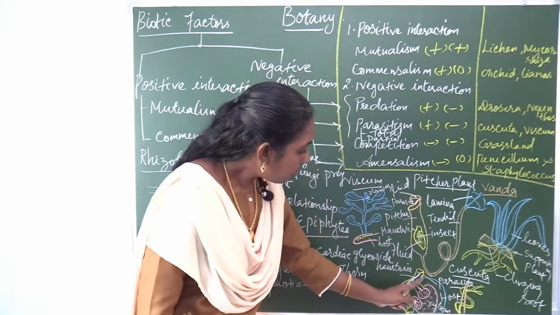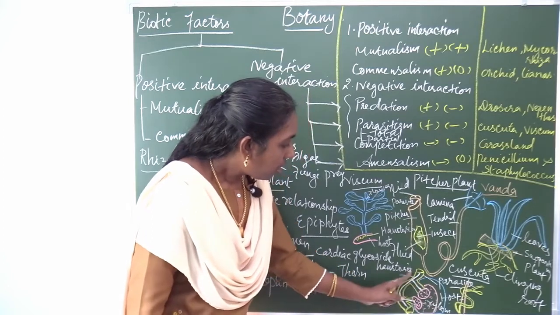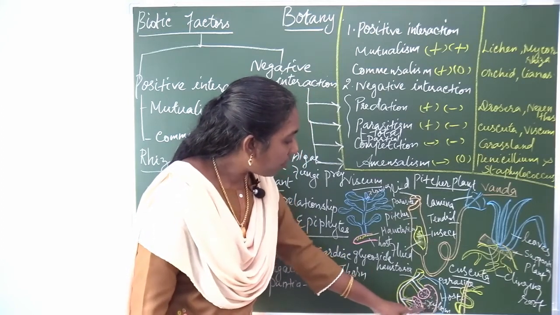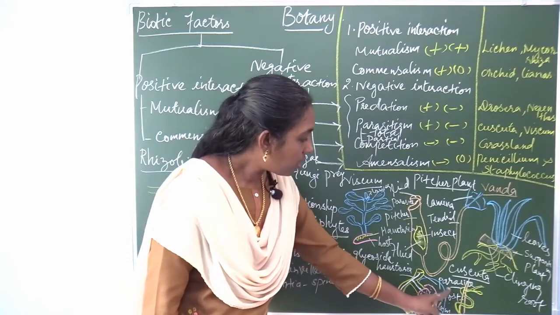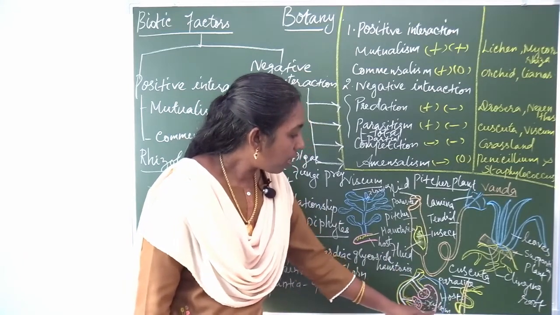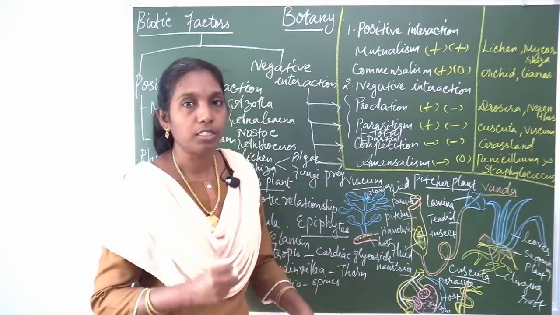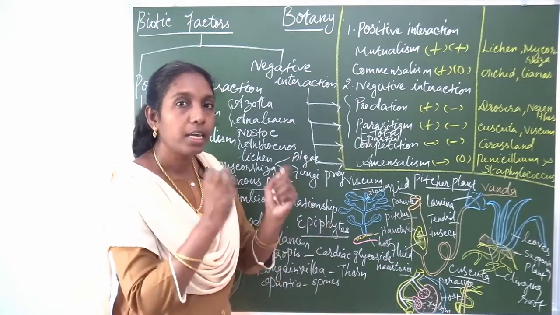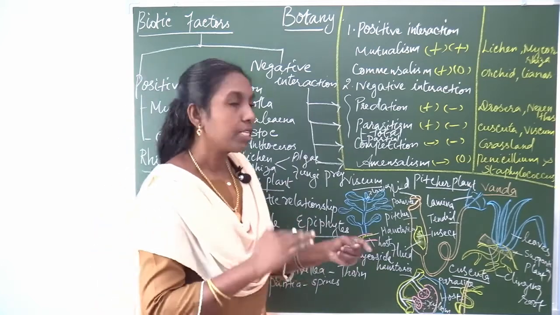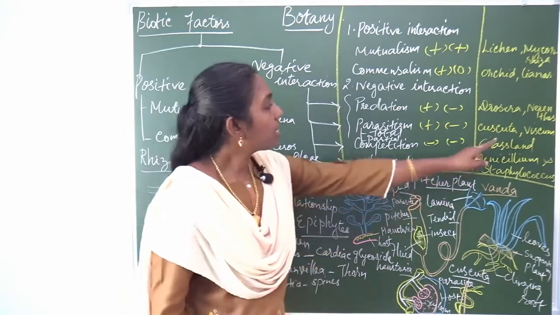So this is the parasite, and it takes the food from the xylem, the vascular tissues. This is the xylem and this is the host. It takes food and water from the vascular tissues, xylem and phloem. It depends upon the host. So it is a total parasite. But Viscum is not like that.